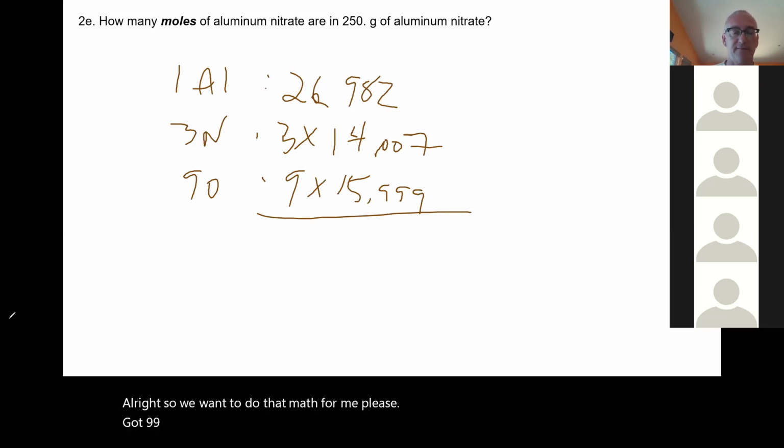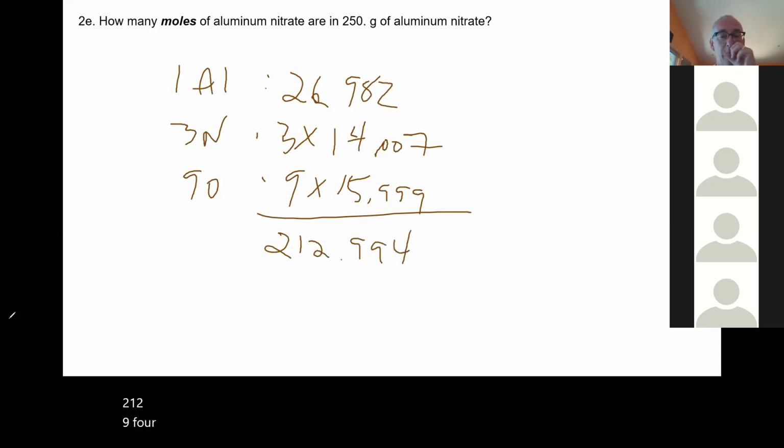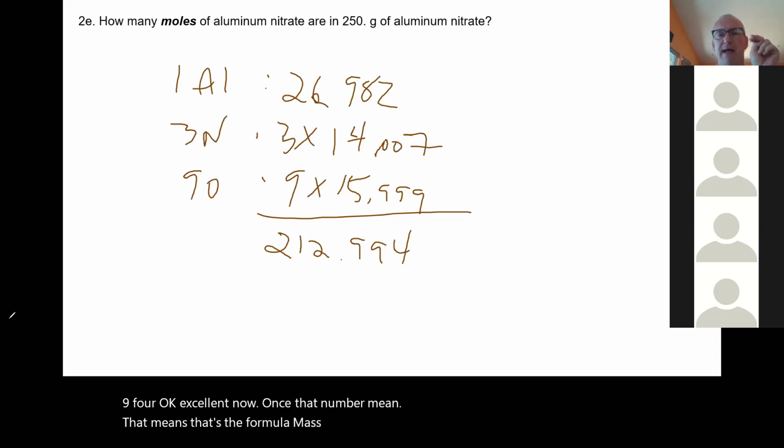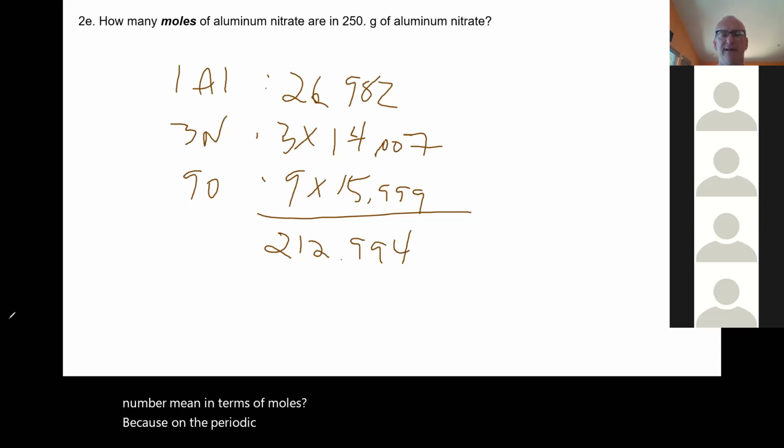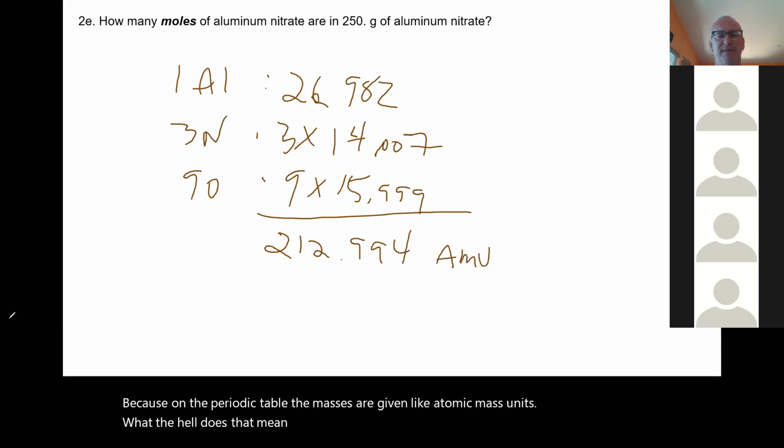212.994. What's the total? 212.994. Okay, excellent. Now, what does that number mean? That means that's the formula mass or the compound mass of aluminum nitrate. What does that number mean in terms of moles? Because on the periodic table, the masses are given in atomic mass units. But what does that mean in terms of moles? 212.994 atomic mass units. That doesn't help me.